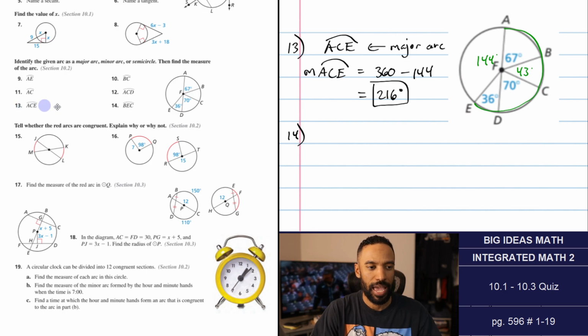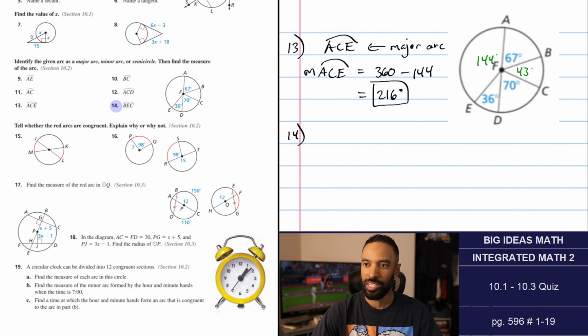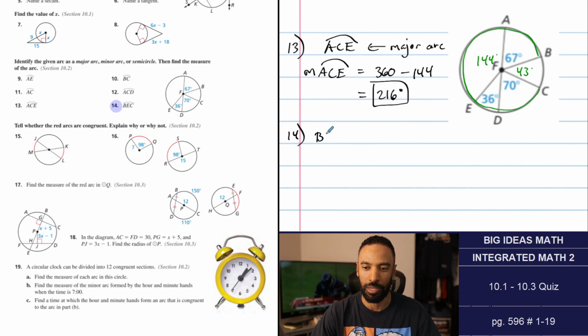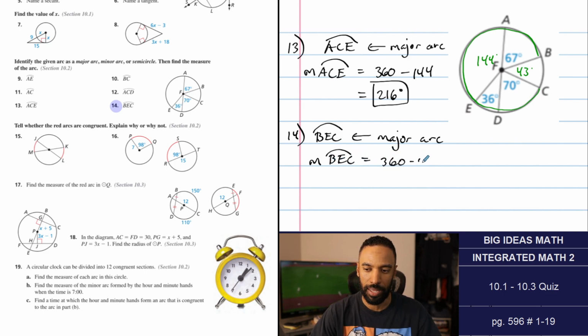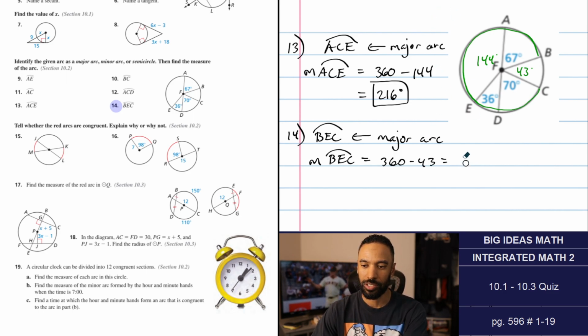Lastly, number 14, we have arc BEC. BEC is, oh, that's very major. BEC is going to be this B all the way to E or through E into C, like that. That entire thing, definitely a major arc. BEC, major, major, major arc. And this looks to be the difference between 360 and the 43 degree arc measure that we found. So 360 minus 43 equals 317 degrees.